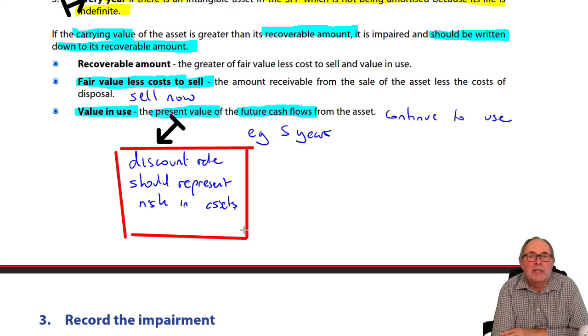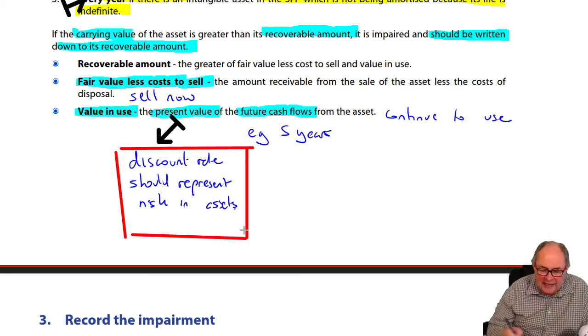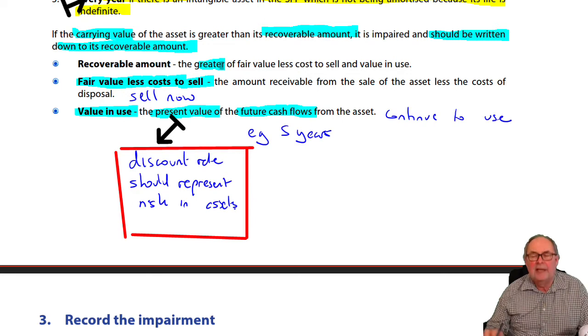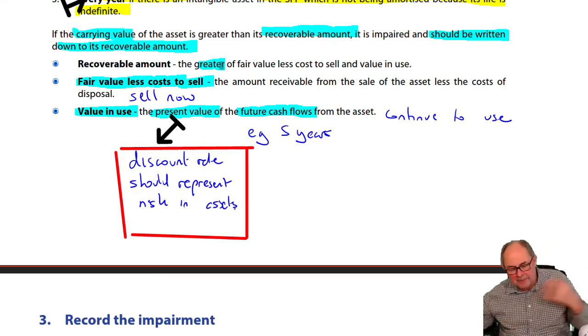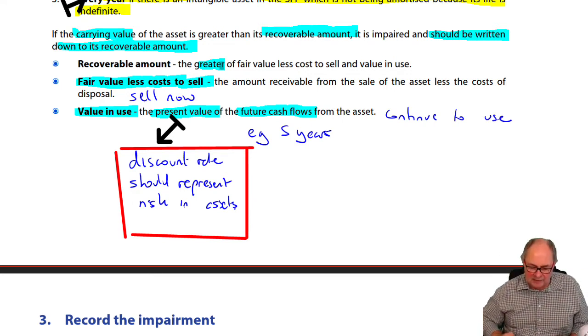Again, we don't need to get too stressed because obviously we wouldn't be entering a big discussion of them in this exam. You'd just be discounting at the rate that they gave you. So we need to look at the greater of the money generated if you sell it now and continuing to use it. That's what we use for recoverable amount.